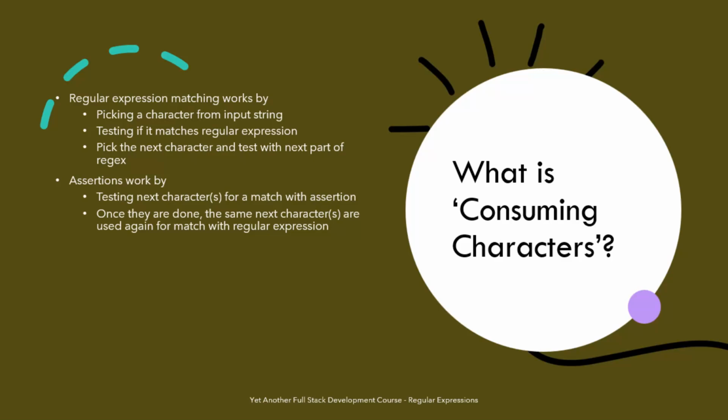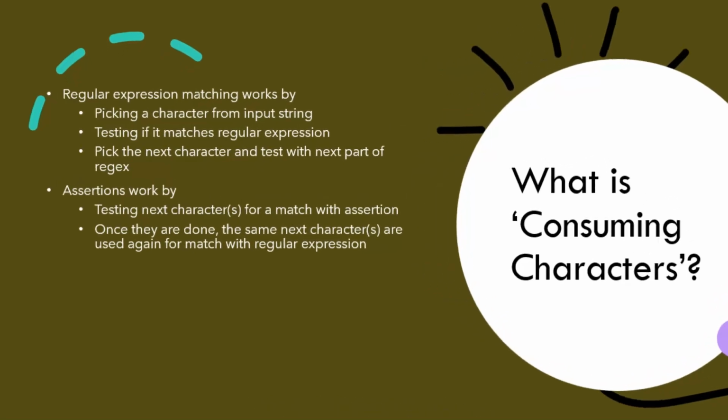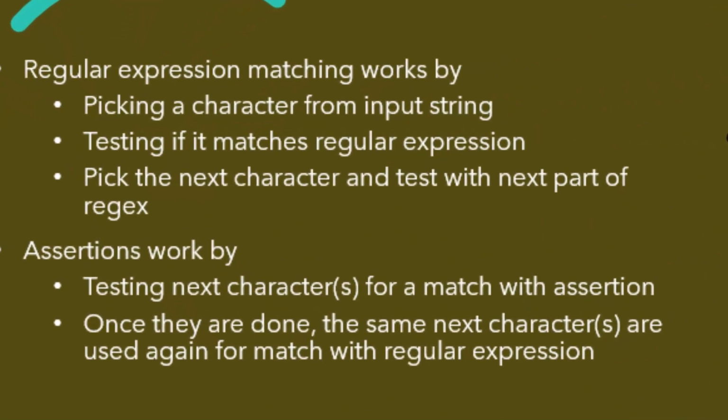So, what is consuming characters? By consuming characters, we mean that regular expressions take an input character from the input string, test if it matches the regular expression or not, and then pick the next character and continue. Assertions, on the other hand, test the next character or characters for a match, but once that evaluation is done, the first character is used to check for the next match with the non-assertion portion of the regular expression. There's a slight difference, if you followed. We'll discuss this behavior in lookahead and lookbehind assertions, where it would make the most sense.